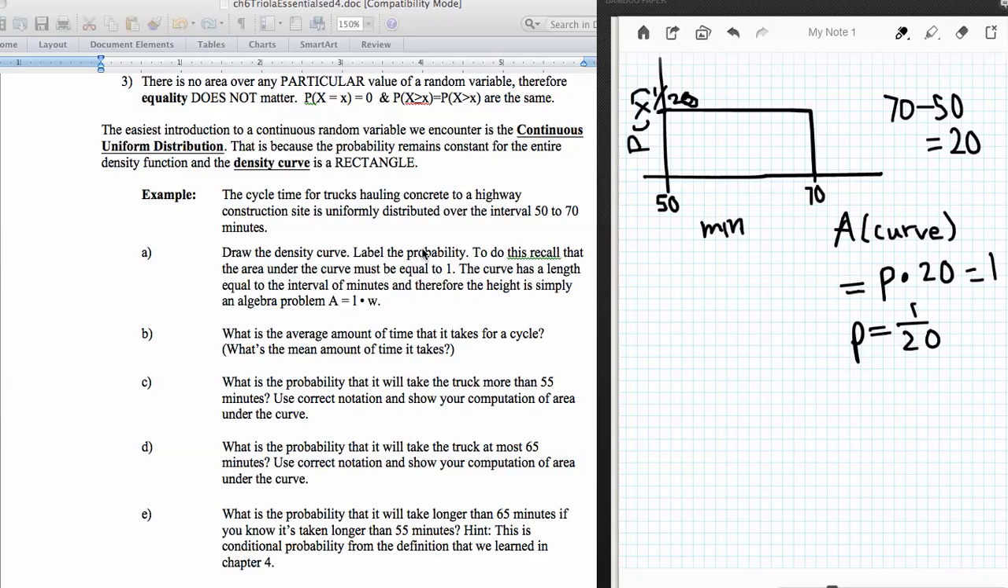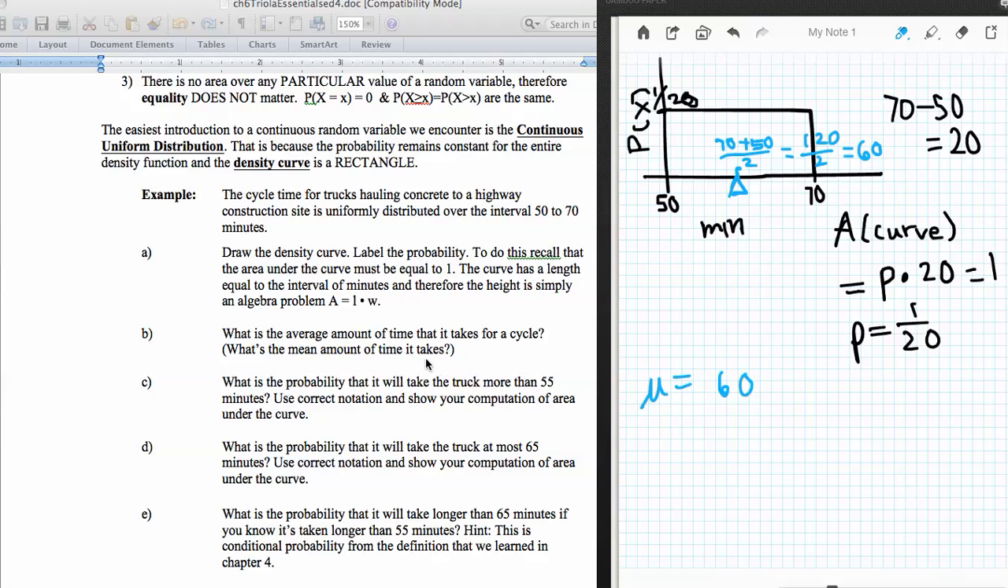Now, the next thing that we want to do is find the average amount of time that it takes for the cycle. Well, the average amount is the mean amount. So what we're looking for is the balancing point in here. Well, the balancing point in a big rectangle would just be the midpoint of this. So that would be 70 plus 50 and then divided by 2, because that's how you find the midpoint of a line. So that would be 120 divided by 2, which would be 60. And so that would be the average. The average here is 60 minutes. So the mean amount of time that it takes is equal to 60.